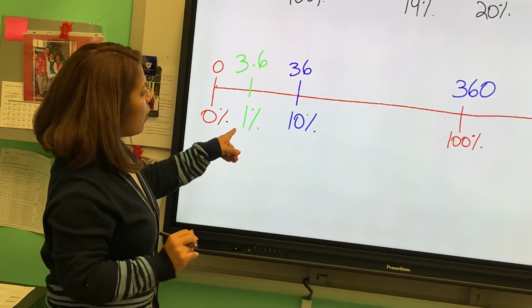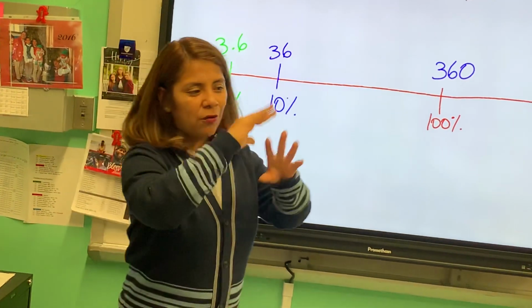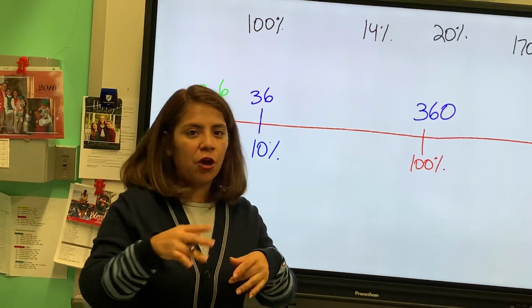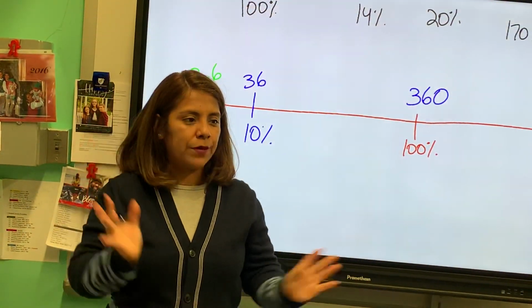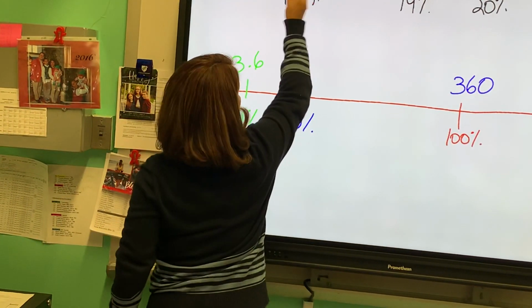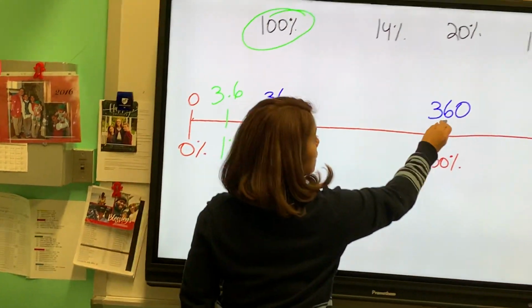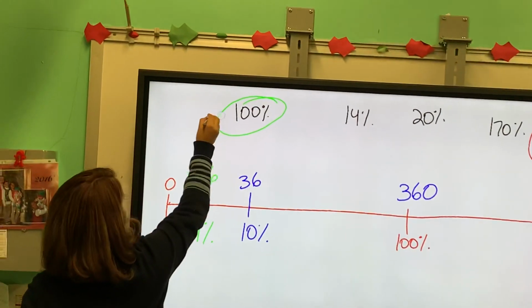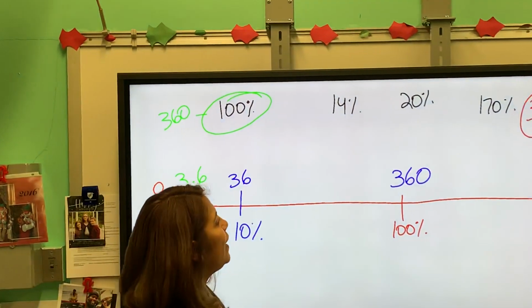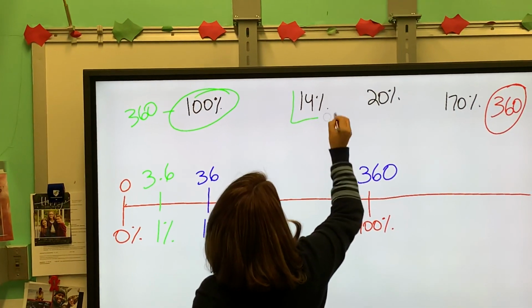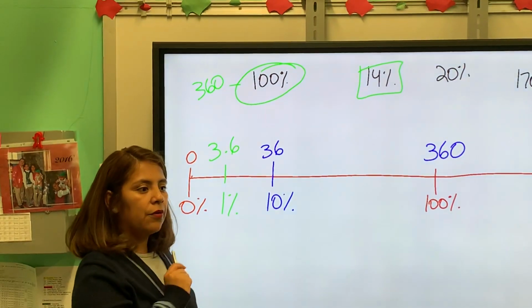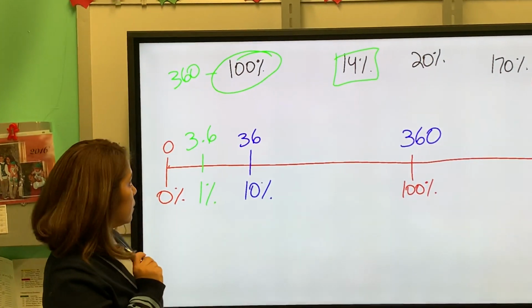So now, if I know my 1% and my 10%, I always say we know everything else. We know 50%, we know 20%, we know 30, we know 35, we know all our percents. So my 100% is done, it will be 360. So 100% of 360, I know that it will be 360. How would I find my 14%? What are different things that I can do to find my 14%? Let's start with you.